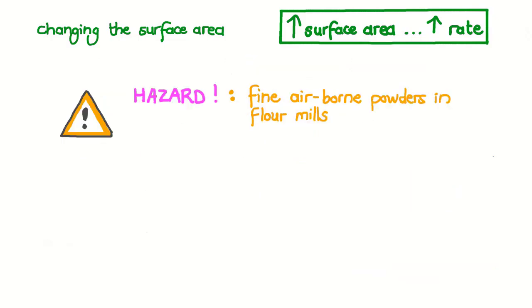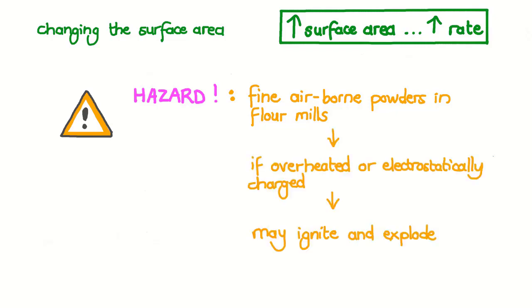A real-life example of a potential hazard from a substance with a very high surface area is the fine airborne powders released into the air from flour mills. These particles are so small and have a very large surface area. If they become overheated or electrostatically charged, these particles can undergo a fast reaction with oxygen in the air. They may ignite and may even cause explosions.